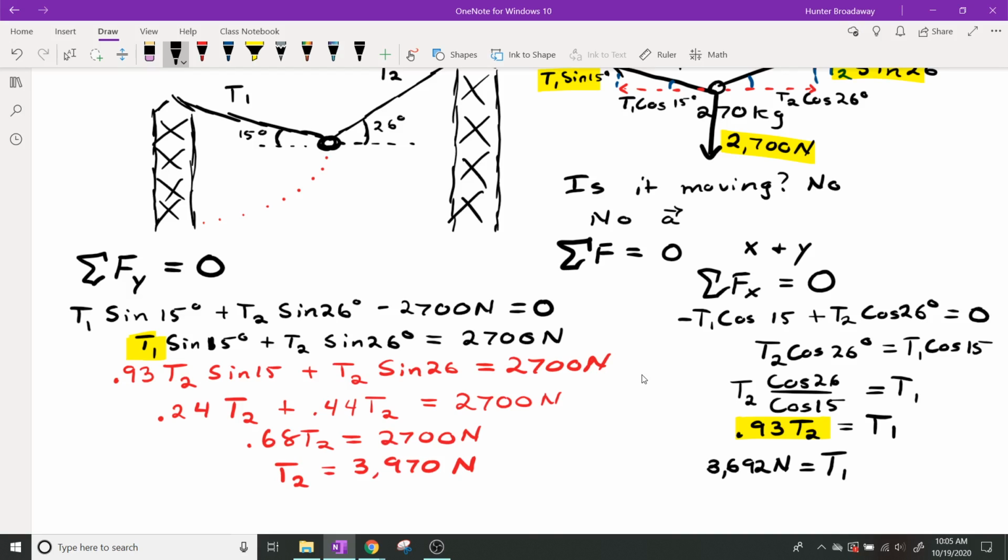Does it make sense that the tension for T2 is a larger value than the tension for T1? Okay, because the angle is greater. A greater angle means a greater tension. Okay, fair. Is there anything glaringly out of the ordinary about this? It is a very strange ride.